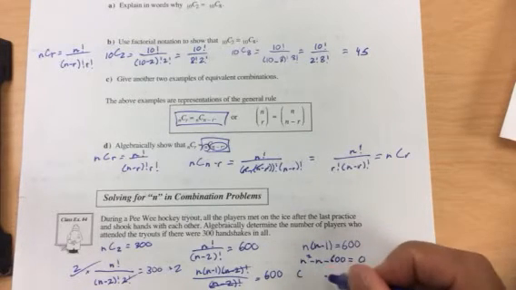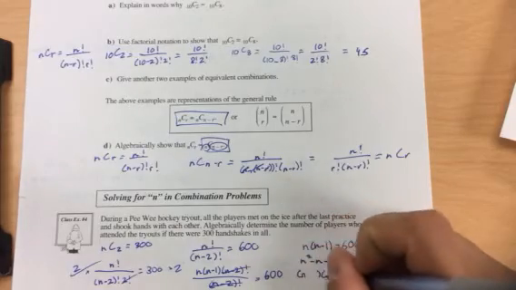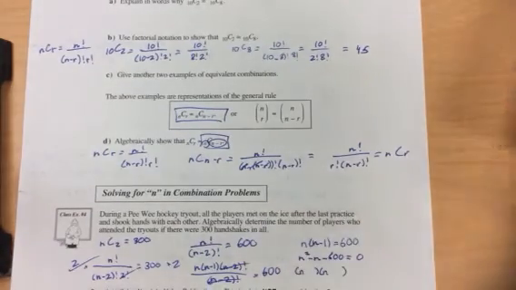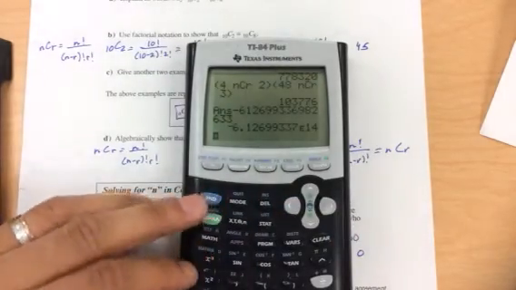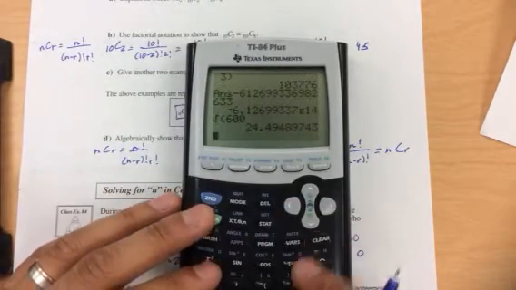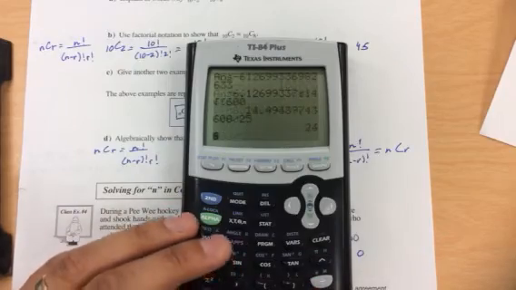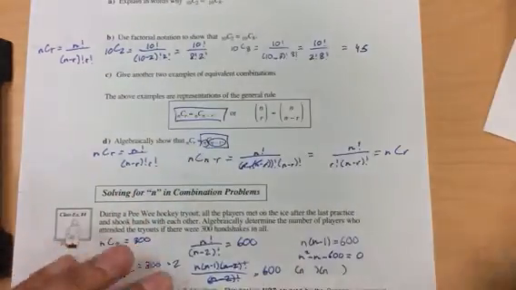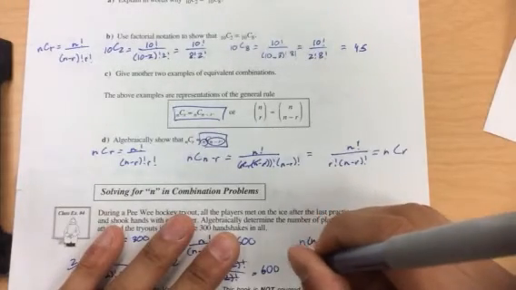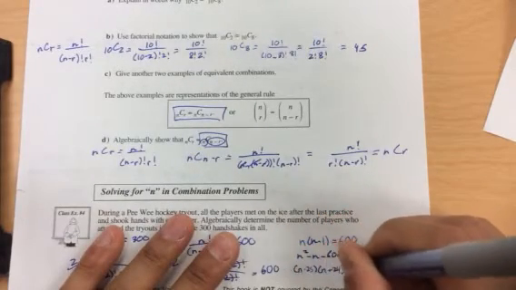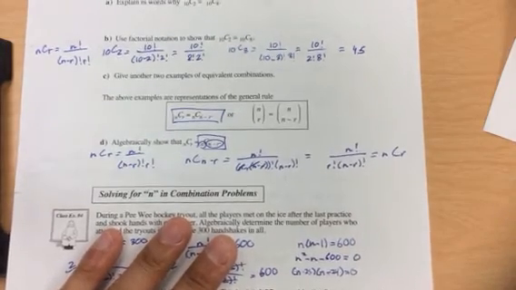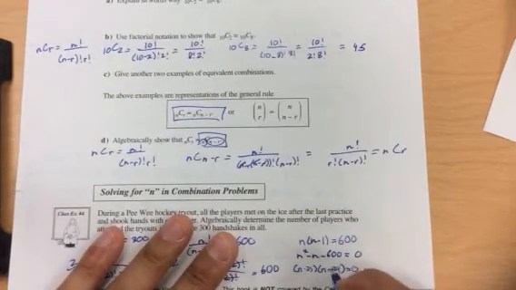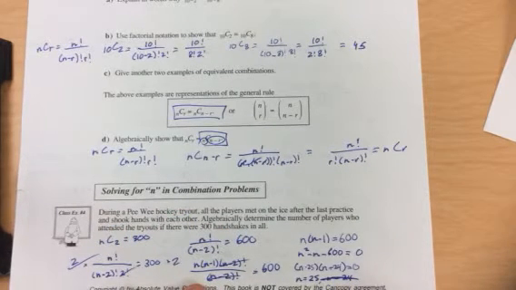And if we factor this, I have n here and here. What two numbers multiply to give me 600? Let's try 600 divided by 25. So 25 times 24. So we would have n minus 25 and n plus 24 equals 0. So n is either equal to 25 or negative 24, but we can't have negative 24 players, so we just reject it. So we have in total 25 players that shook hands.